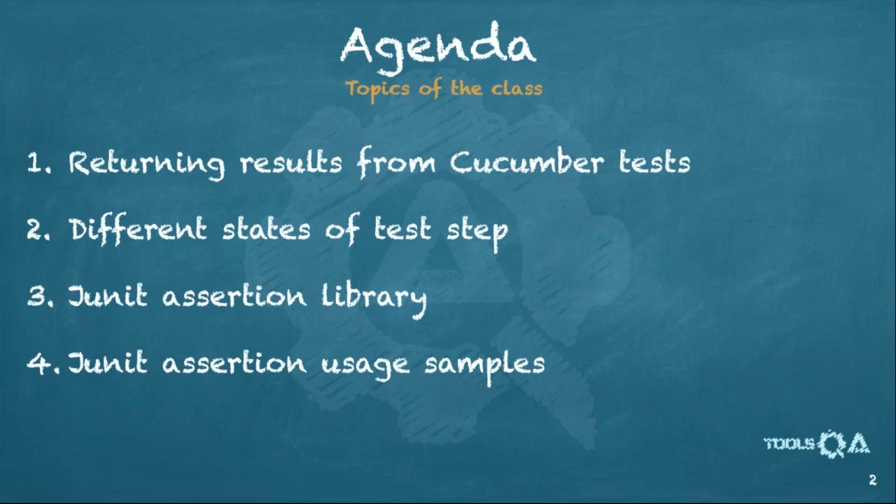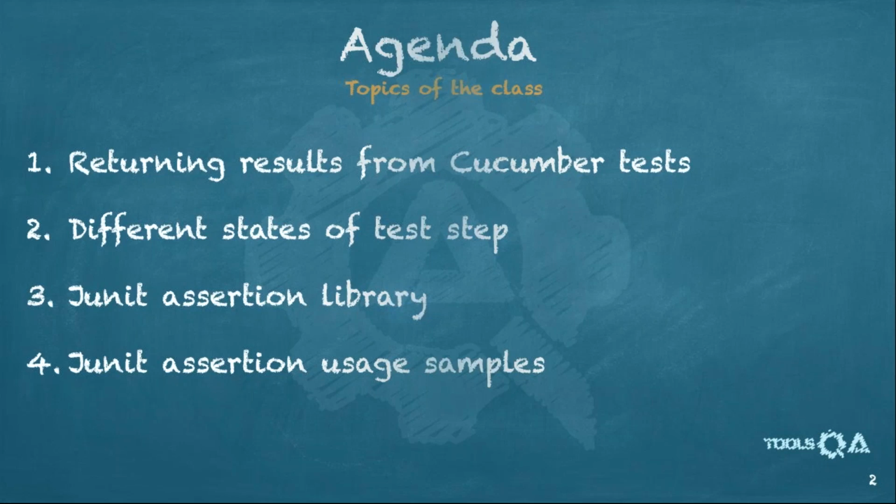The first thing that we will understand is returning results from Cucumber tests. What it means is that we will understand how a test step can tell Cucumber whether it has passed or failed. Then we will talk about the different states in which a test step can be in Cucumber, and there are 4 states. Then we will talk about the JUnit assertion library, which is the library that we will use to do all our validations. We will take some examples from the JUnit assertion library and try to implement them.